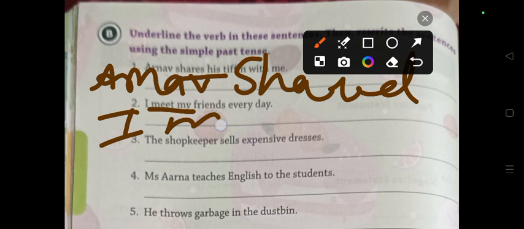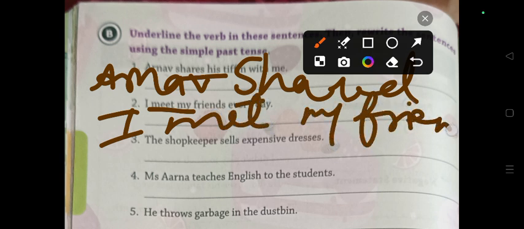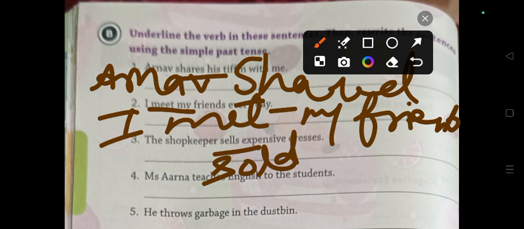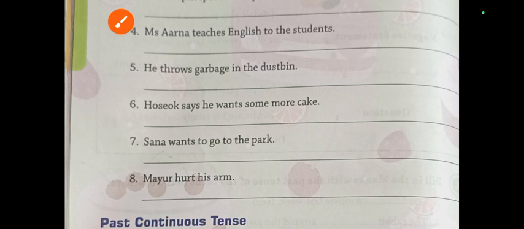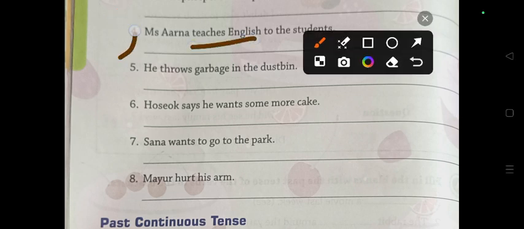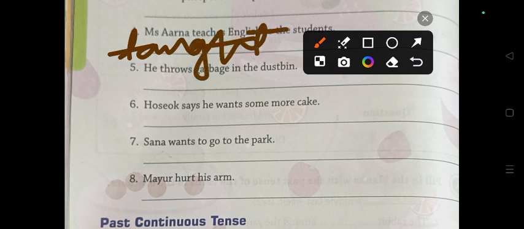So I met my friends. Not every day. Every day will be removed. Okay, next, the shopkeeper sold expensive dresses. Miss Arna teaches will change into taught. Miss Arna taught English to the students. He throws will change into threw. He threw garbage in the dustbin.